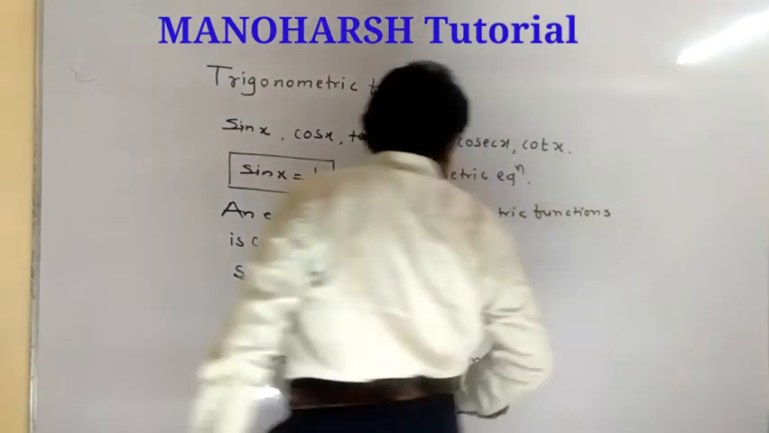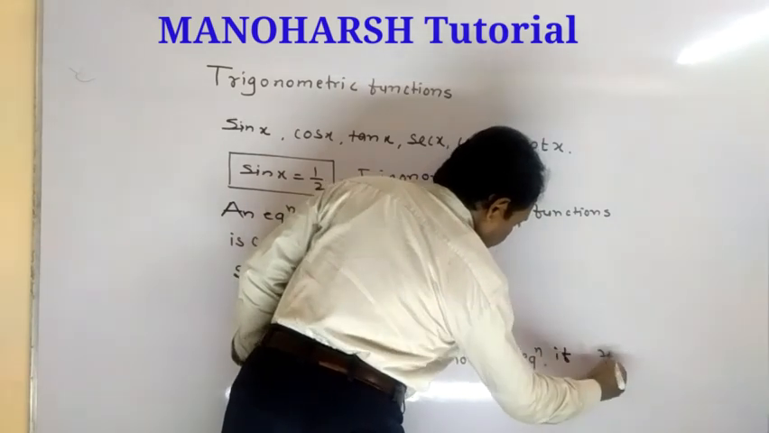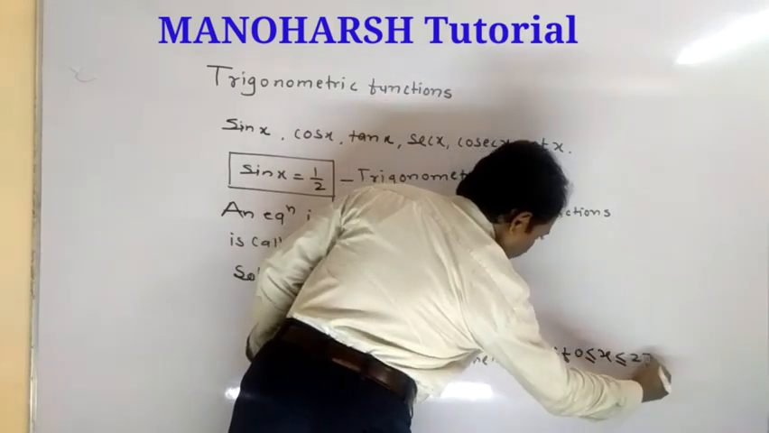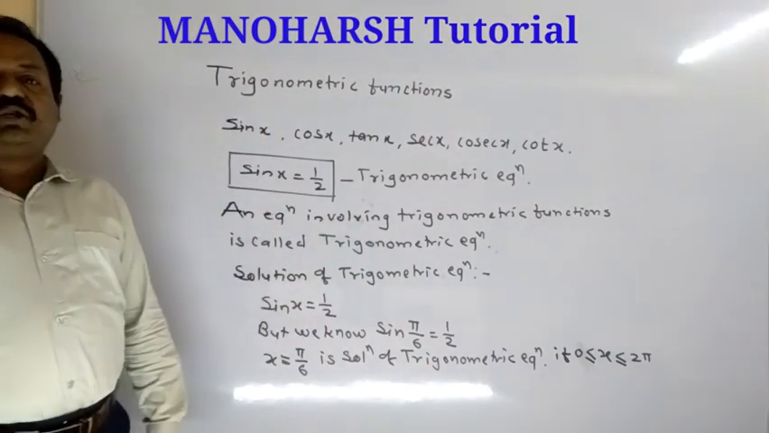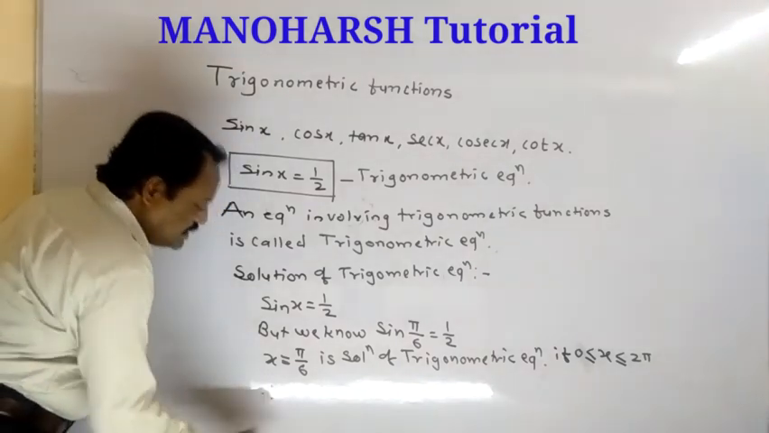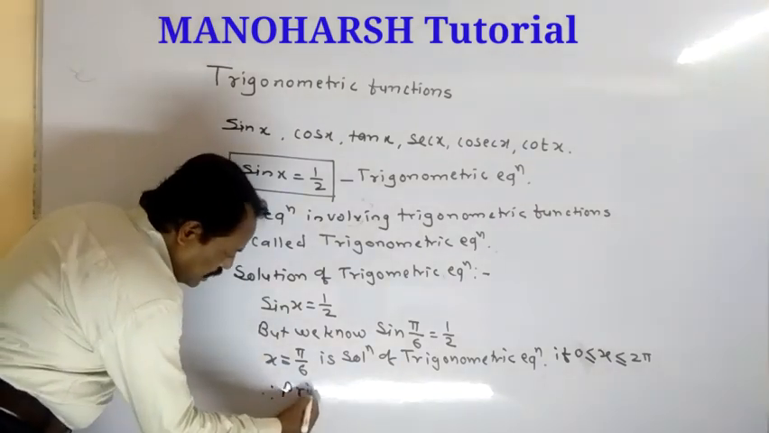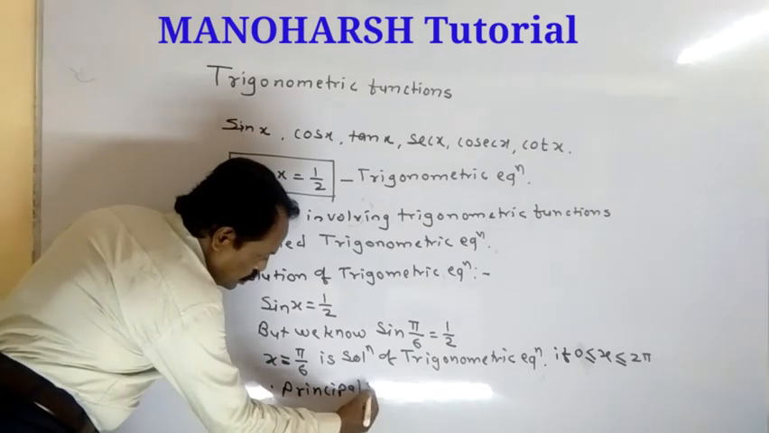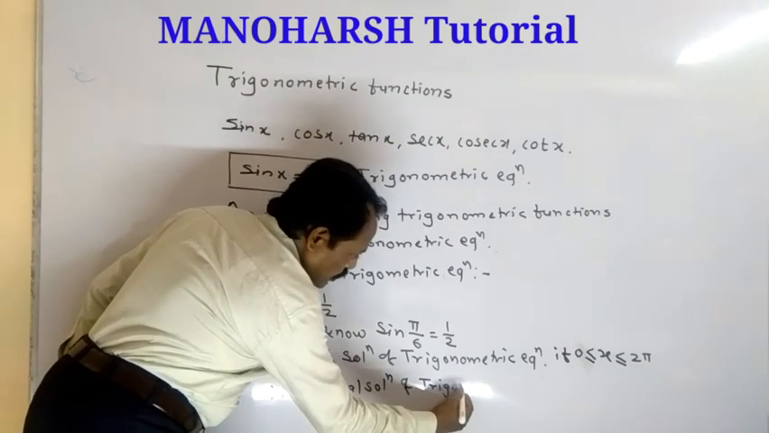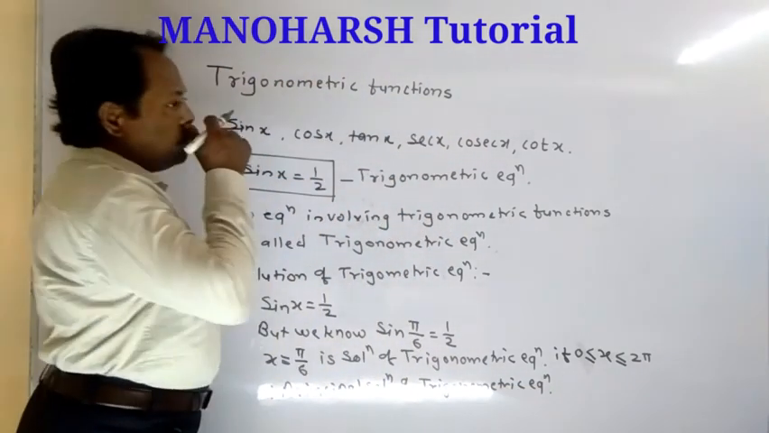Now if x is greater than or equal to 0 and less than or equal to 2 pi, if the value of x is greater than or equal to 0 and less than or equal to 2 pi, then this is called principal solution of trigonometric equation.